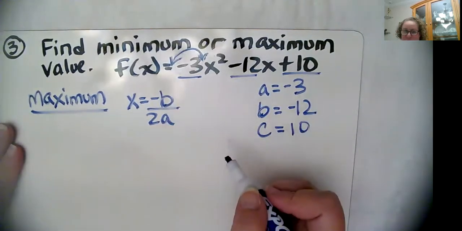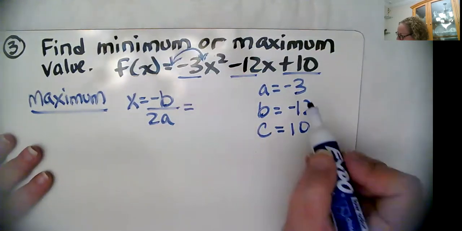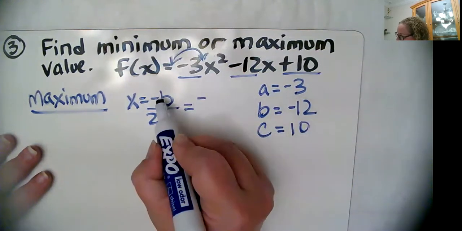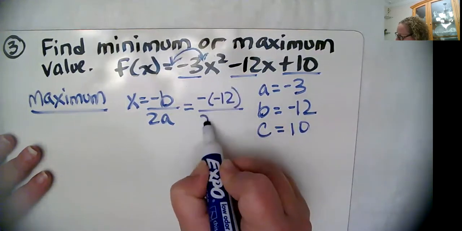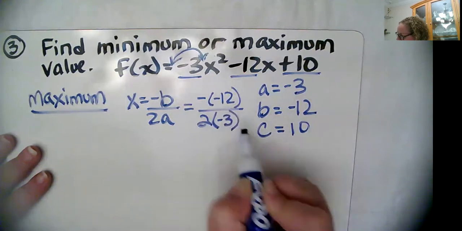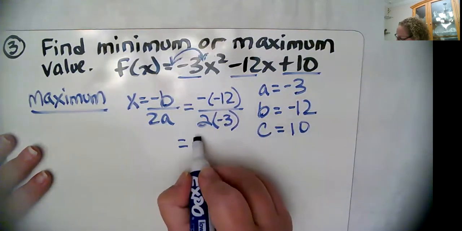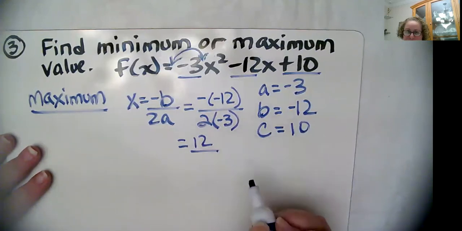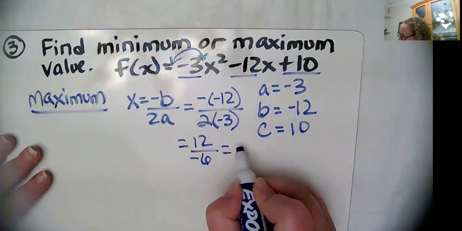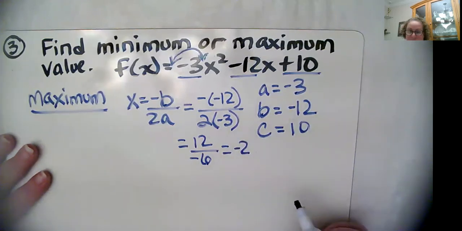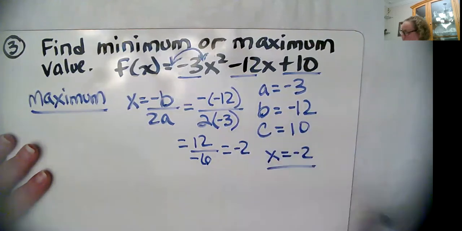We're going to plug our values into the x equation. So we have negative because of the formula, b is negative 12 over 2 times a. And then we simplify. A negative and a negative gives us a positive. 2 times negative 3 is negative 6. So we have x is equal to negative 2. So that's our first part. x is equal to negative 2.